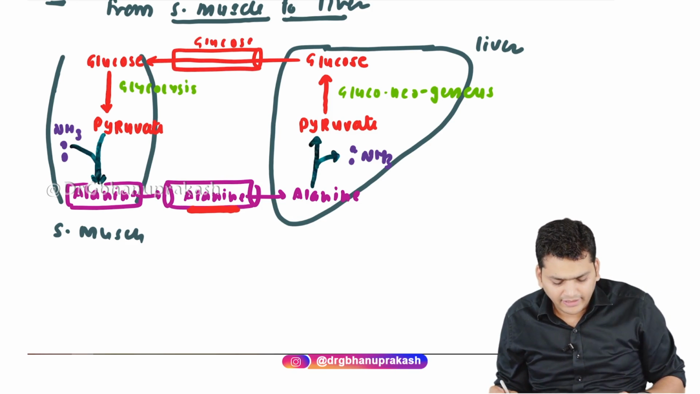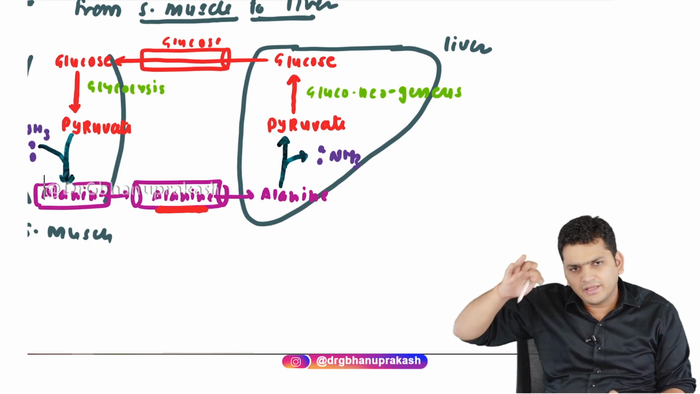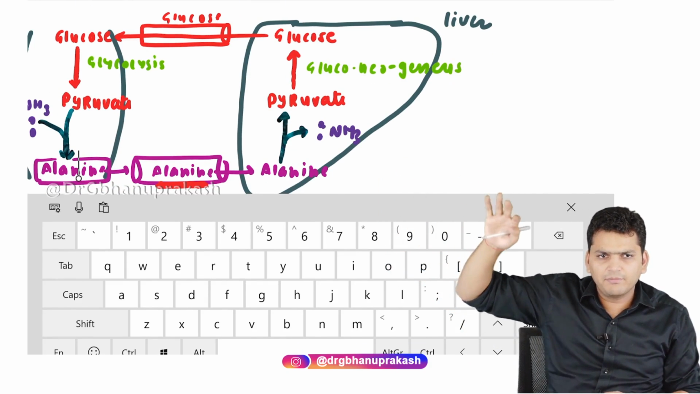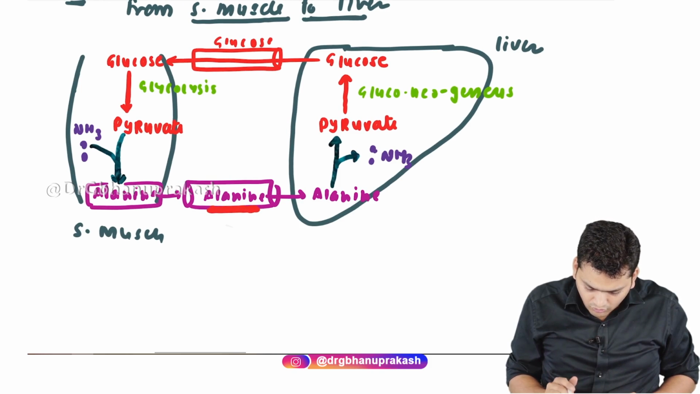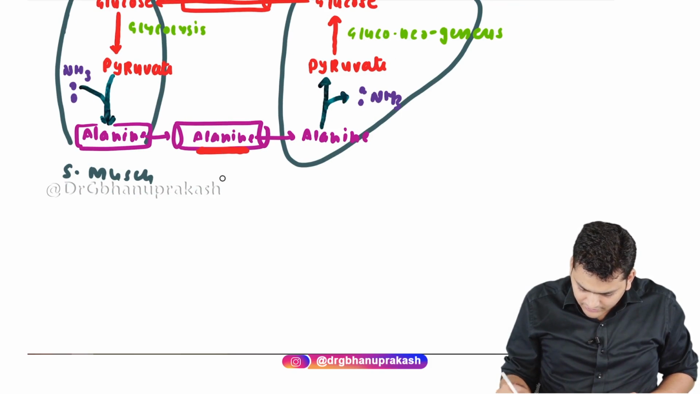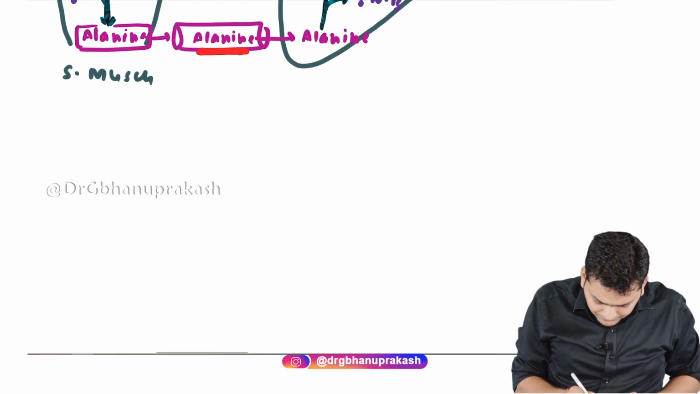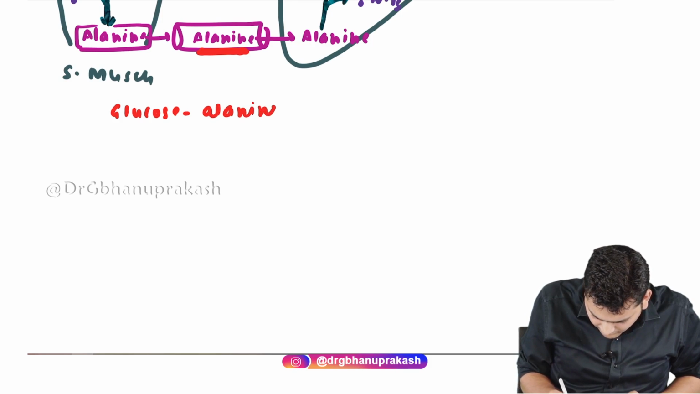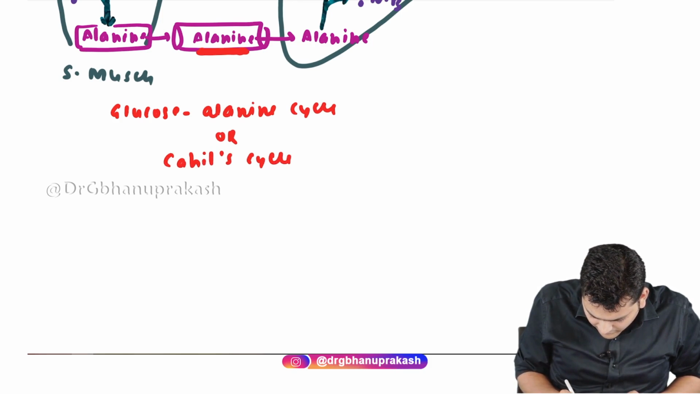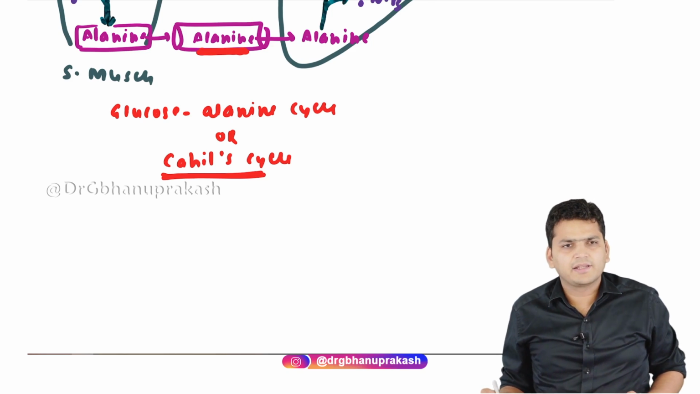So in this entire cycle, we are taking the alanine to the liver and coming back in the form of glucose. This entire thing is referred to as the glucose-alanine cycle, or it is also called the Cahill cycle. Glucose-alanine or the Cahill cycle.